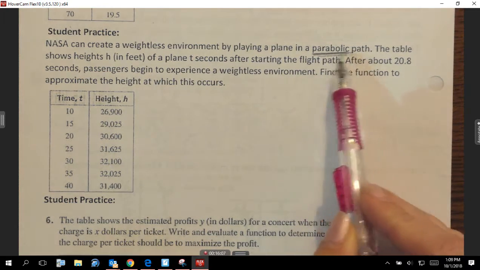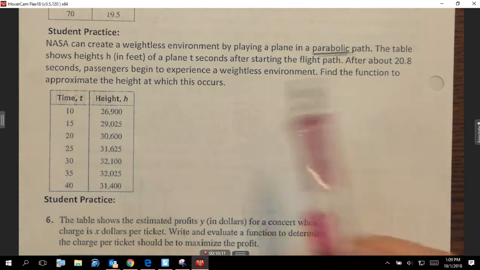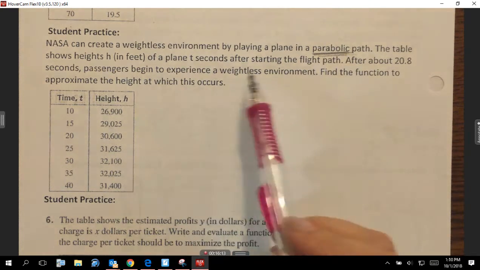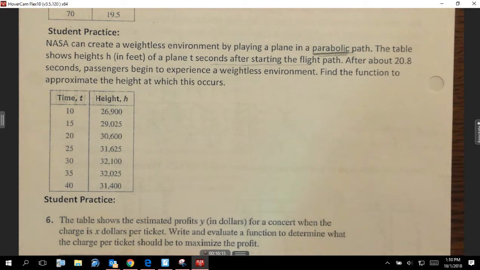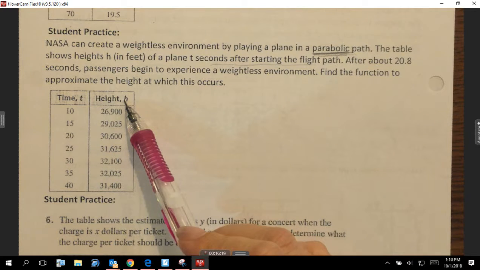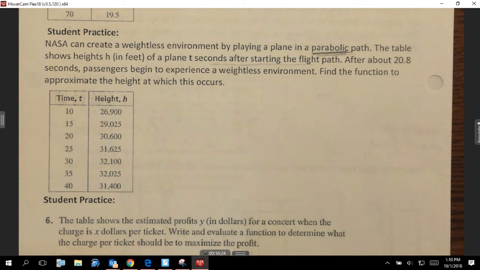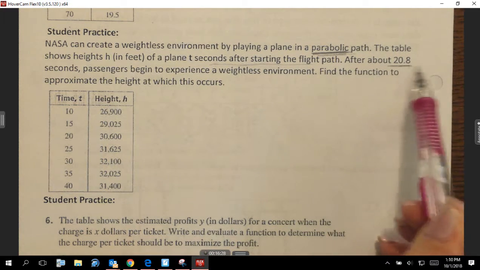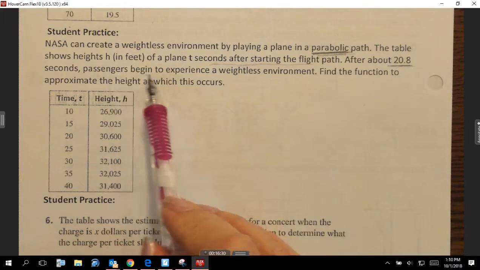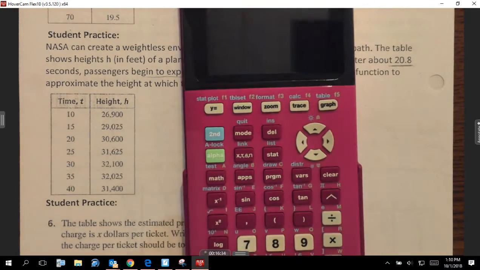It's going to be a parabola. And this shows the height in feet of the plane t seconds after starting the path. So t is time, height is how far up the plane is. We have to find the function to approximate the height at which 20.8 seconds is when they begin to experience a weightless environment. We have to find the height for that.